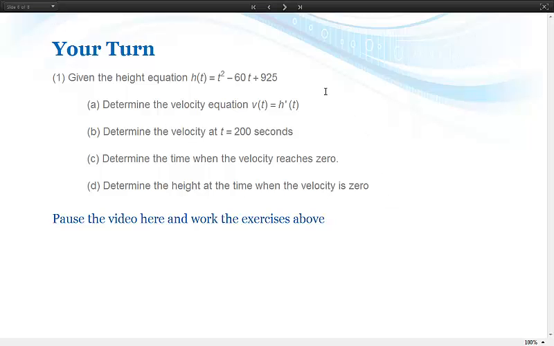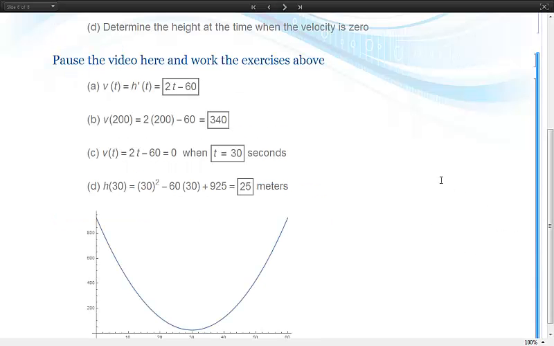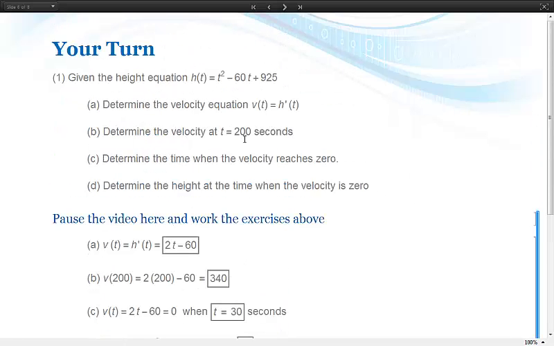Okay, well, hopefully you did that work. You paused the video and found solutions. Let's compare answers. Well, first, if I take the derivative of h of t to get the velocity, the derivative of t squared is 2t. The derivative of minus 60t is minus 60, and the derivative of a constant is 0. So there's my velocity equation as a function of time.